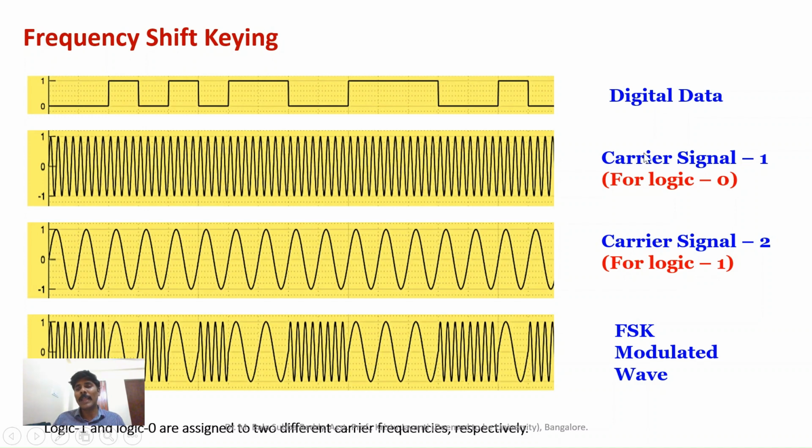We can also allocate high frequency for logic 1 and low frequency for logic 0. So, which means simply to differentiate binary 0 and binary 1, we are going to have two carrier signals we can allocate in either way. This one is frequency shift keying modulated waveform.